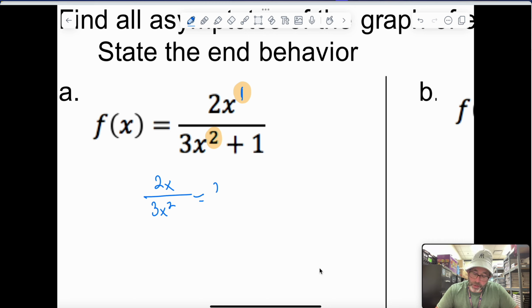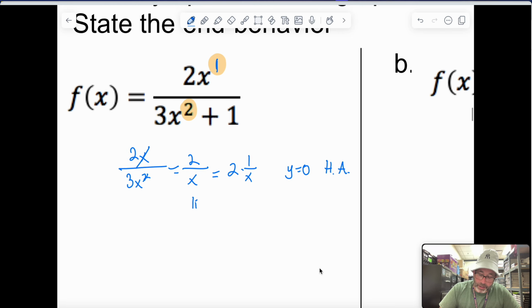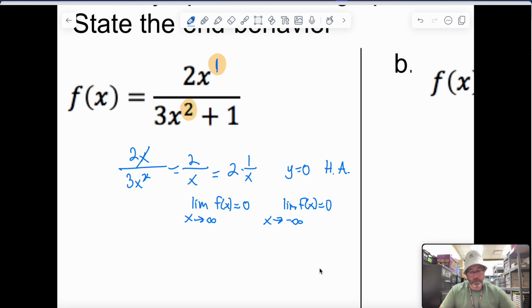So what would happen is we end up with a 2 over, these x's will cancel, and that's no different than the situation where we just said we get 2 times 1 over x. And what's going to happen is as x gets really large, y is going to approach 0. So this is my horizontal asymptote. If we were to state the end behavior, we would say the limit as x gets really big, my y value is going to approach 0. And as x gets really big in the other direction, my y value is going to approach 0. It's the same thing in both directions, okay?